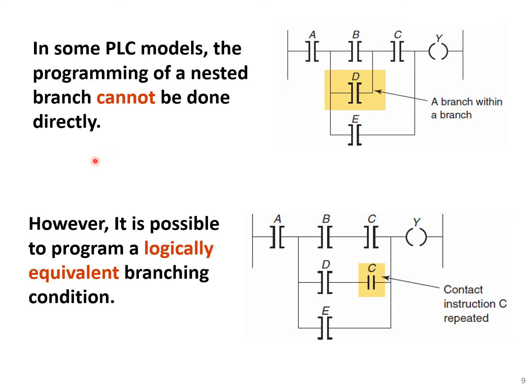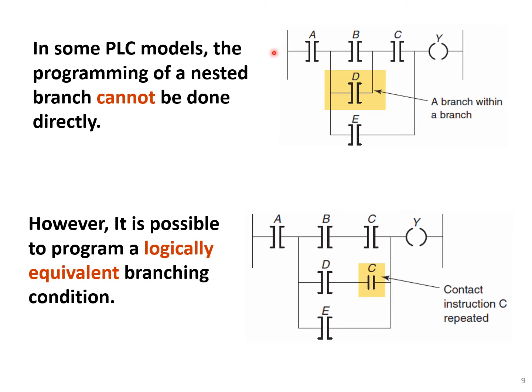In some PLC models, the programming of a nested branch cannot be done directly. However, it's possible to program a logical equivalent branching condition. So here we have a nested branch in this ladder logic program. But in some PLCs, it's not possible to program like this. So we have to find the equivalent one, and this one is the equivalent version.